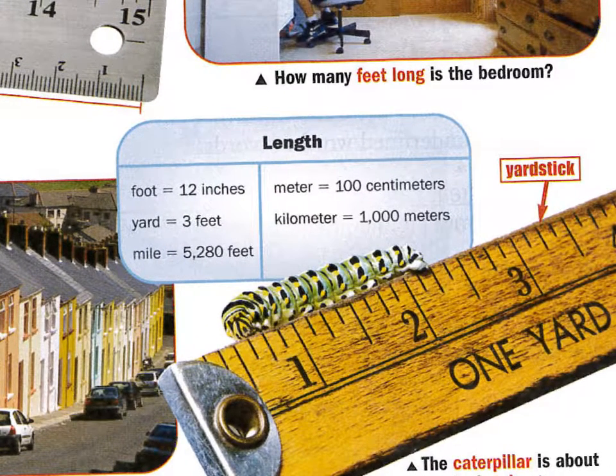Here are some common length measurements. A foot equals 12 inches. A yard equals 3 feet, or 36 inches. And a mile equals 5,280 feet. And these are English measurements. These are the metric system measurements that most of the world uses. A meter is 100 centimeters.